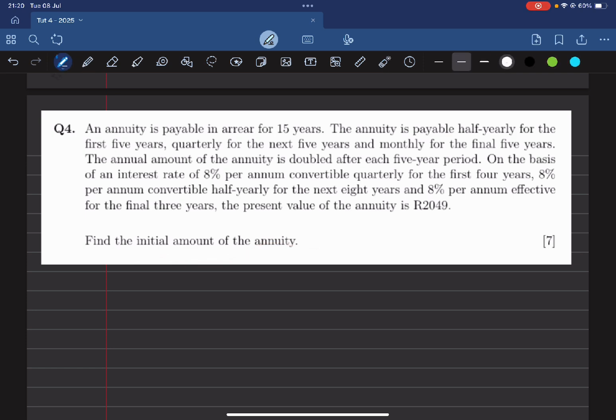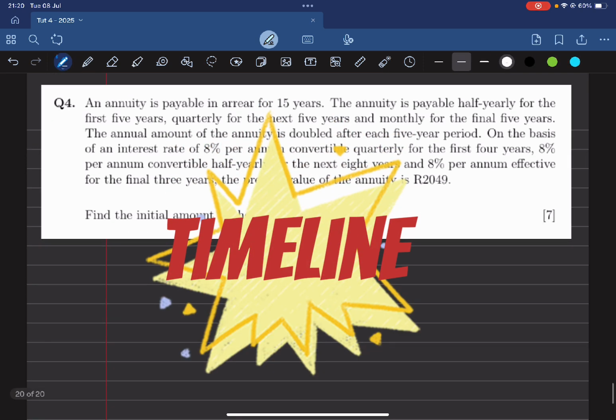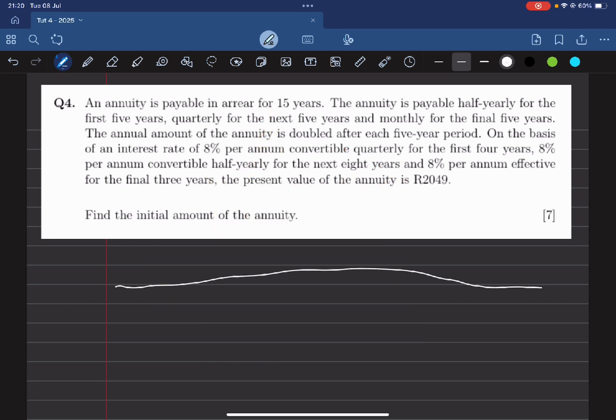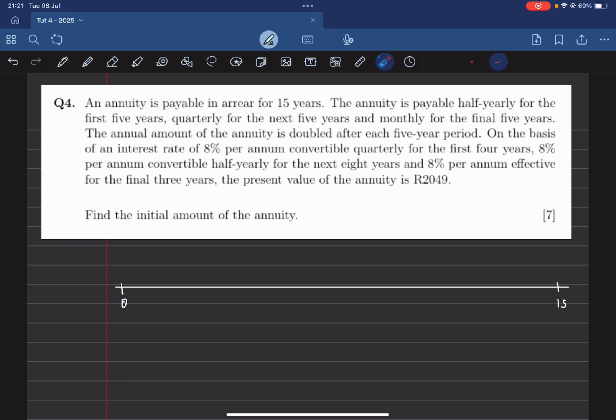Ooh, okay. A lot of information here. What do we do when we have a lot of information? We draw a timeline. So let's draw a timeline. We know that it starts at time 0 and goes to time 15. Good stuff. Okay, so now it seems like it's broken up into 5-year segments. So I'm going to break that up, so at time 5 and then time 10.